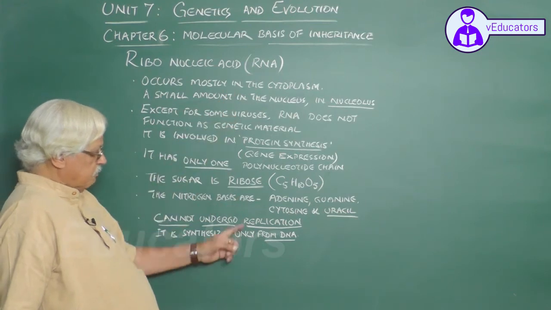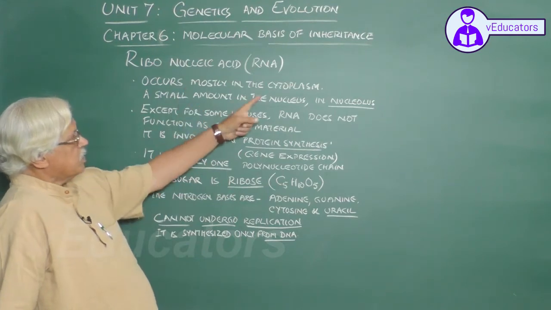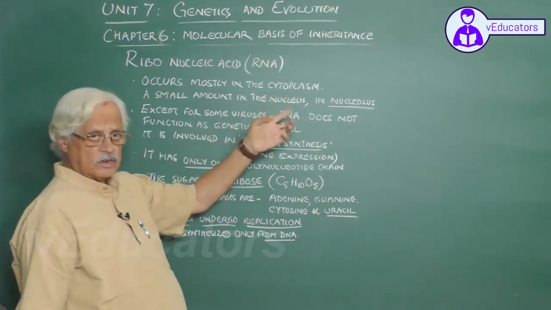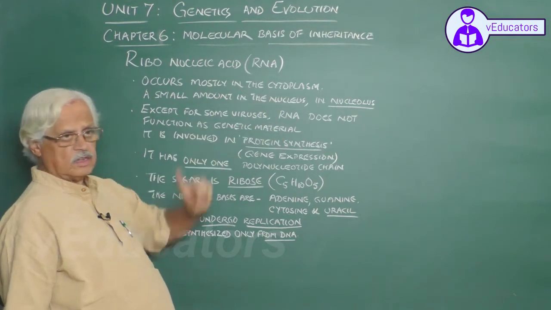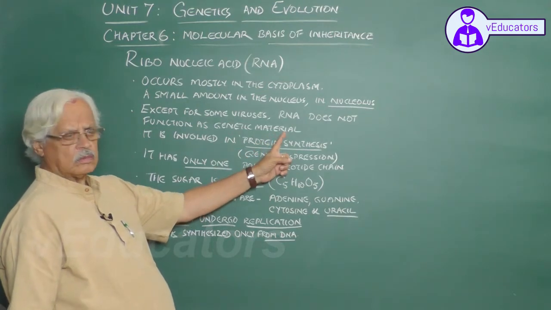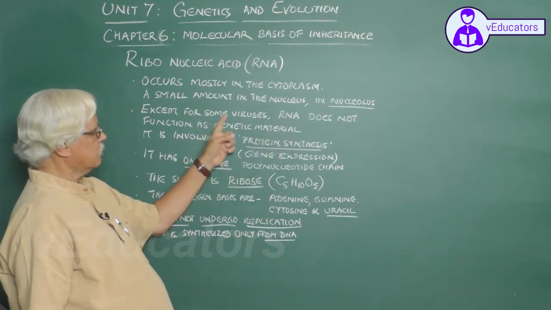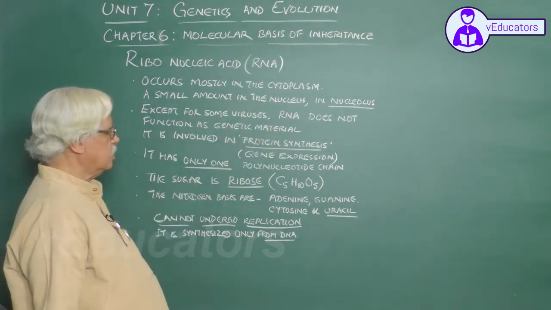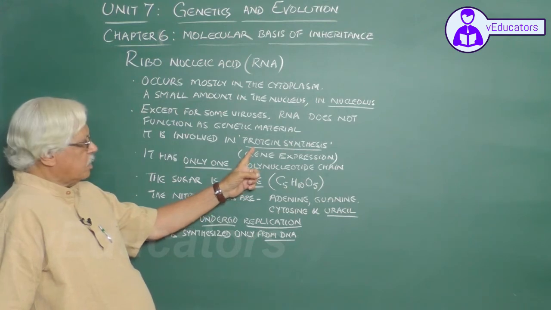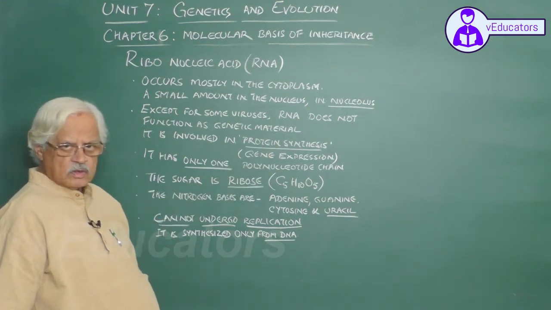You can see almost in every feature there is a difference between DNA and RNA. DNA occurs mostly in the nucleus, RNA occurs mostly in the cytoplasm. A small amount of DNA occurs in the cytoplasm. DNA is the genetic material, RNA is not the genetic material in living organisms. Only in some viruses it functions as the genetic material. Therefore, RNA has a very important role in another function, that is called protein synthesis or gene expression.